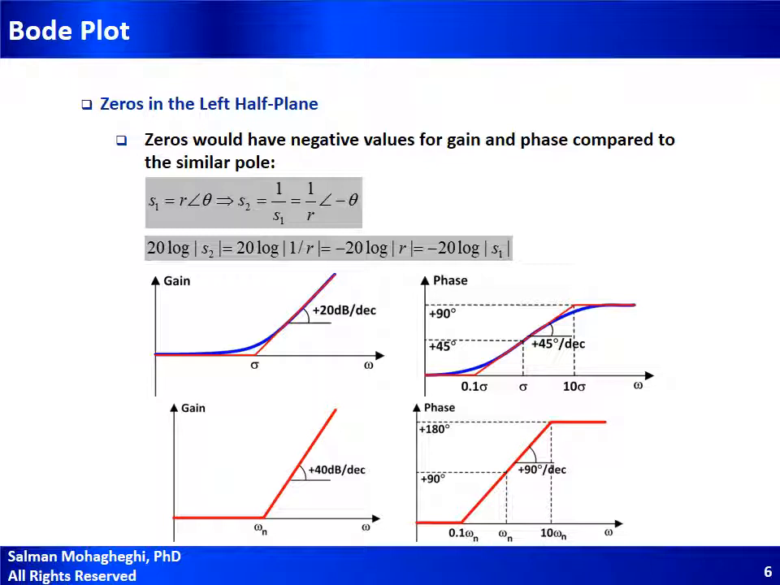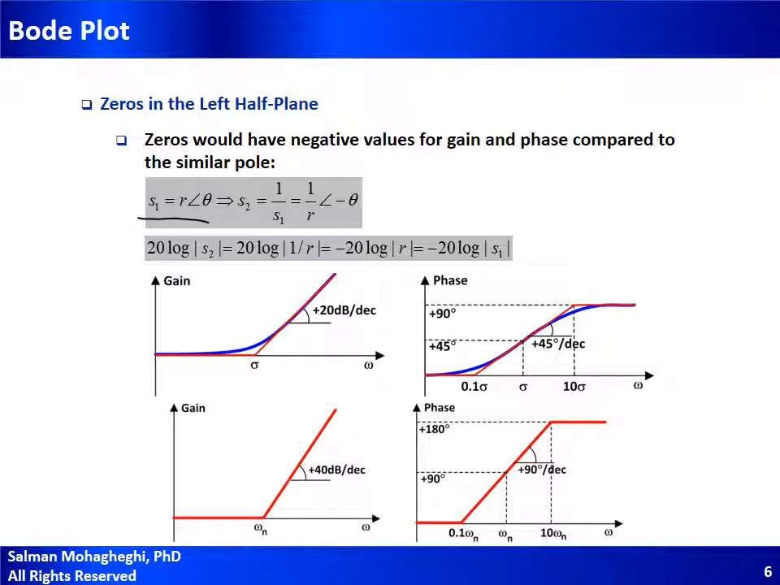Imagine I have a single pole in the denominator, some s plus sigma. If I replace s with j omega, I would have sigma plus j omega. That would be a complex value. That complex value will have a magnitude and a phase angle, which I'm showing here. So imagine if I have a pole at sigma, this pole would be represented by a complex number which has a magnitude of r and angle of theta.